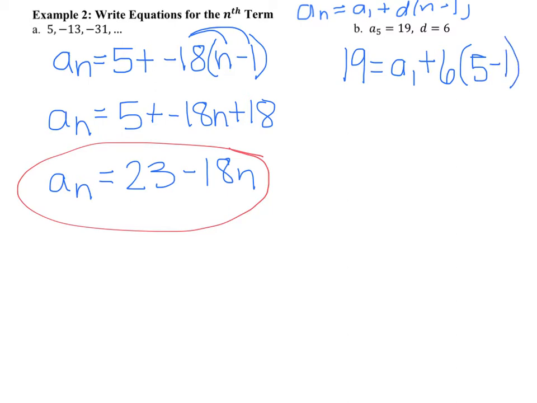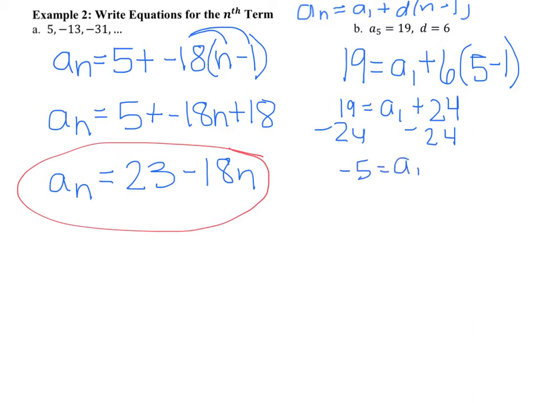So before I can write my general rule here, I have to find out what that a sub 1 is equal to. So if I go ahead and simplify this, I have 19 equals a sub 1 plus 5 minus 1 gives us 4, and 6 times 4 gives us 24. And then I can subtract 24 from both sides. And 19 minus 24 gives me negative 5. So a sub 1 in this case is negative 5.